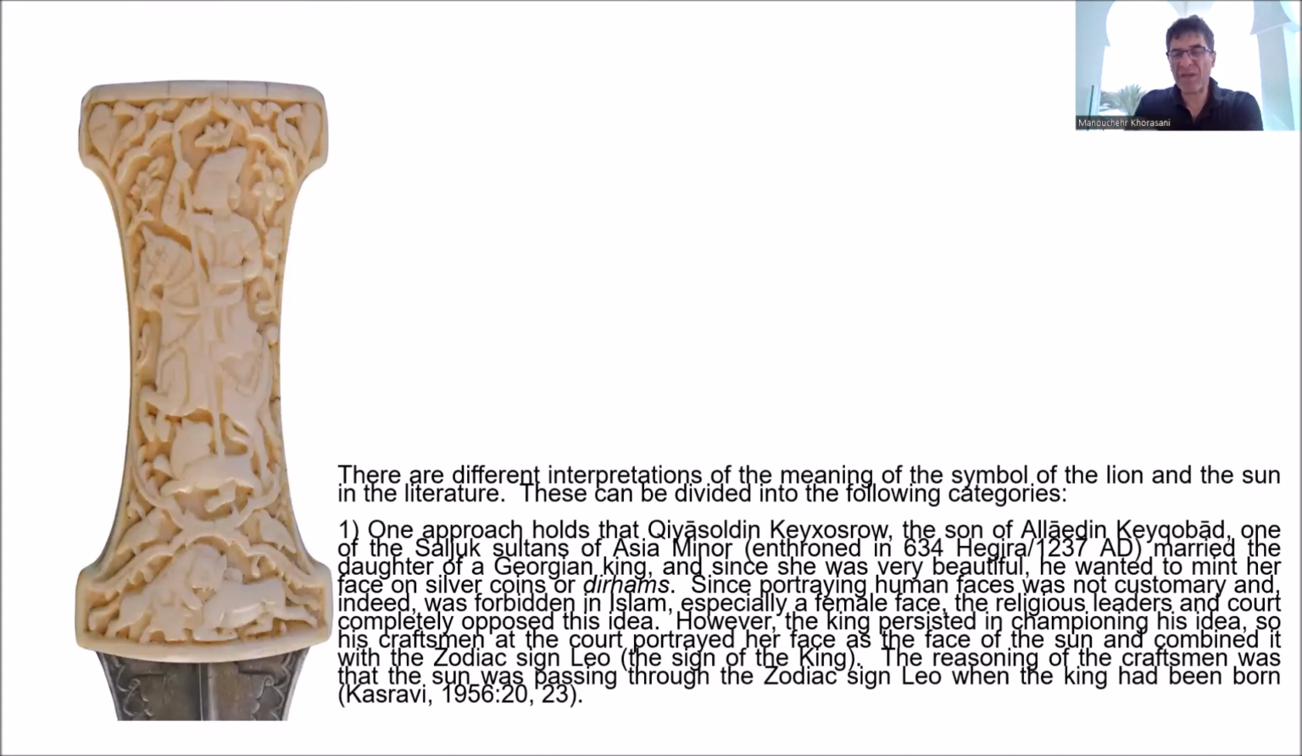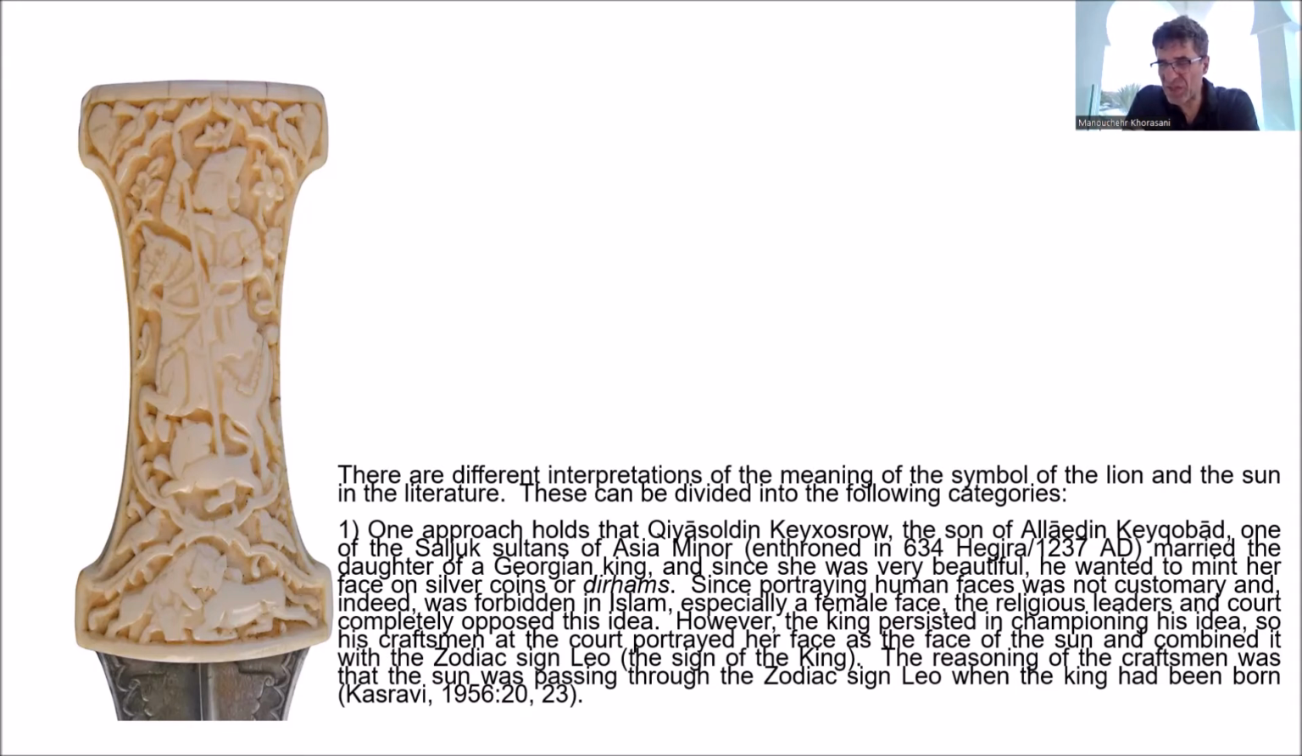There are different interpretations of the meaning of the symbol of the lion and the sun in the literature. This can be divided into the following categories. One approach holds that Ghiyasettin Kaykhosro, the son of Alauddin Kayqubad, one of the Seljuk sultans of Asia Minor, enthroned in 634 Hijra, 1237 Anno Domini, married the daughter of a Georgian king, and since she was very beautiful, he wanted to mint her face on silver coins and dirhams. Since portraying human faces was not customary and indeed forbidden in Islam, especially a female face, the religious leaders and court completely opposed this idea.